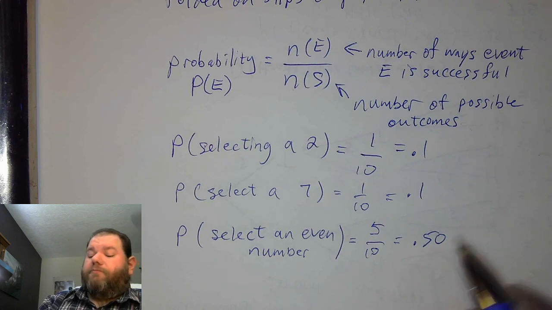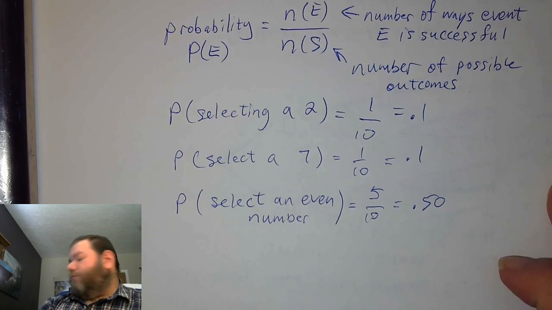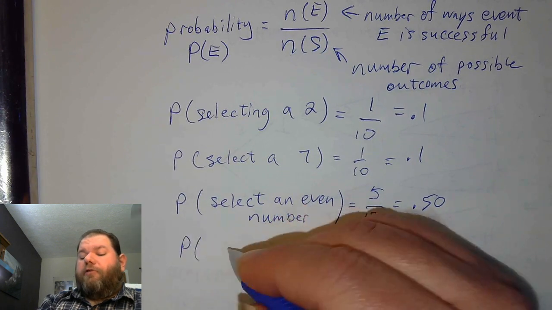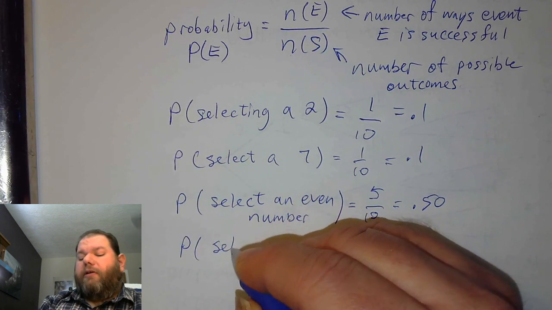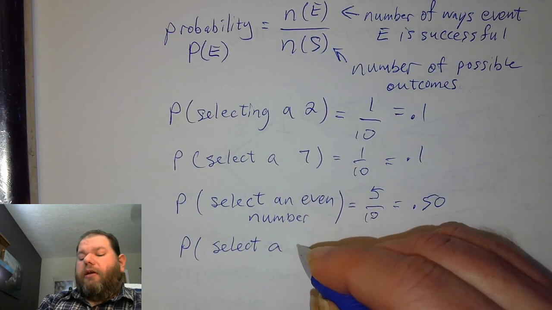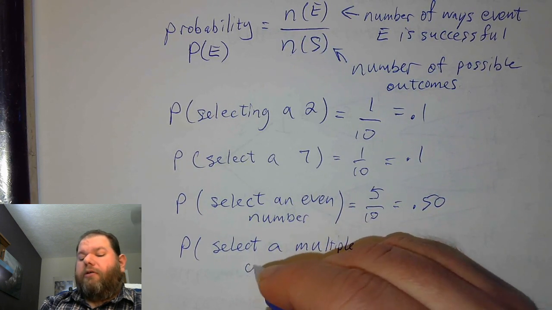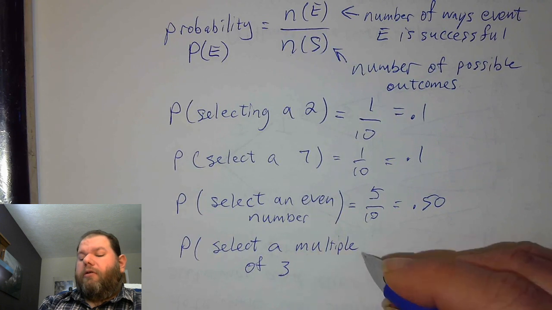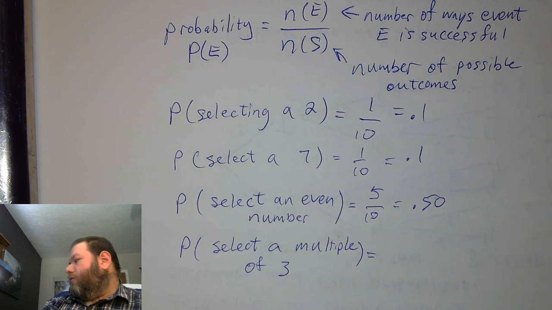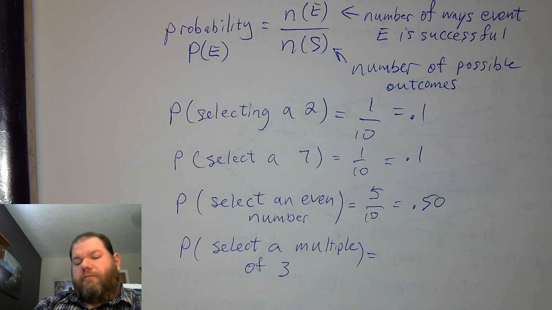Anyway, what is the probability we select a multiple of 3? So we think of how many numbers between 1 and 10 are multiples of 3.